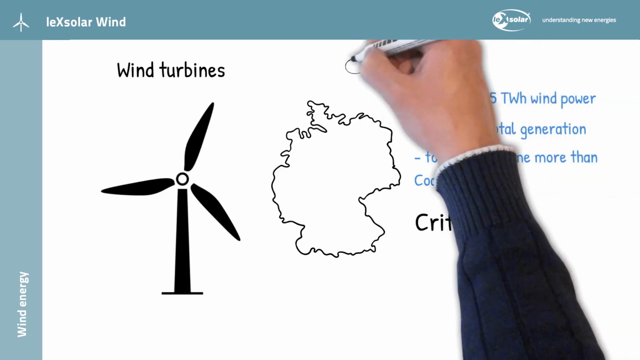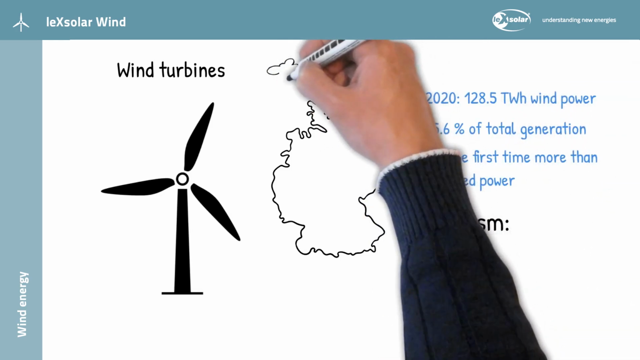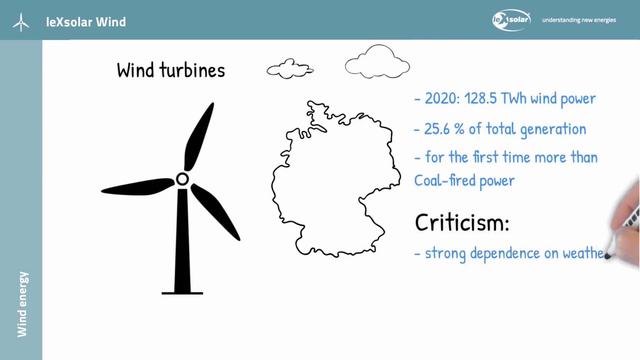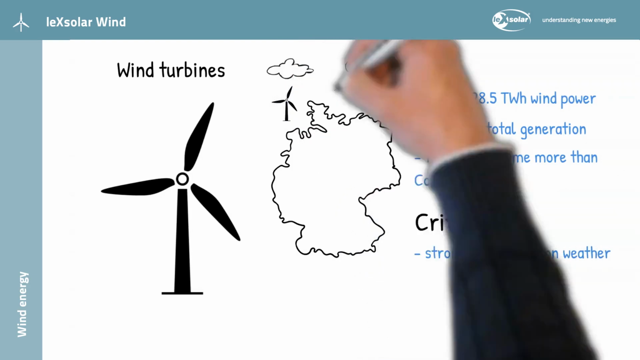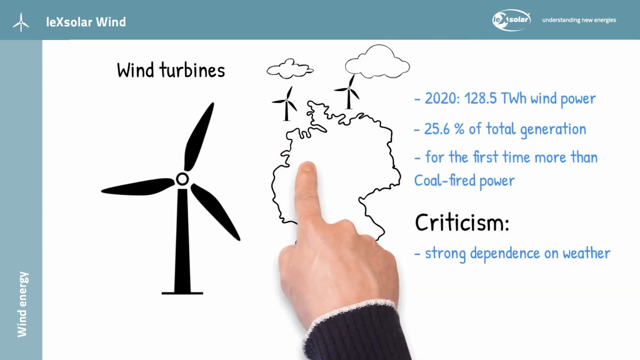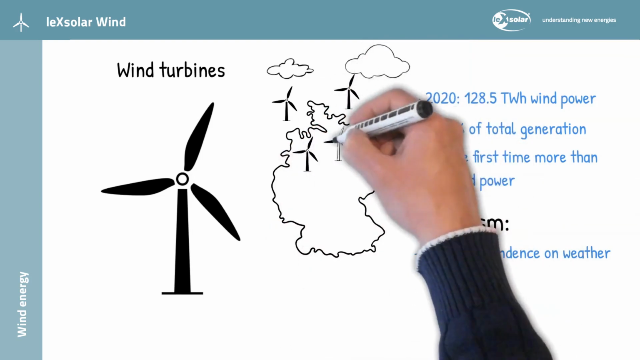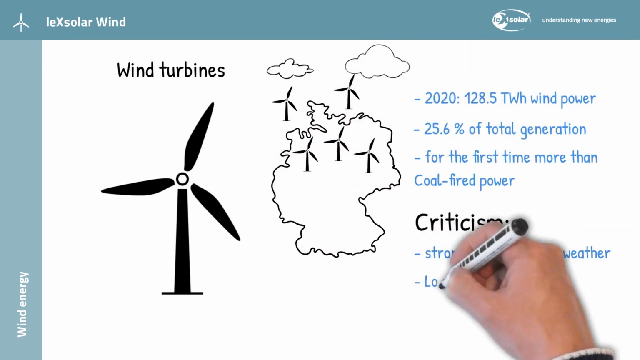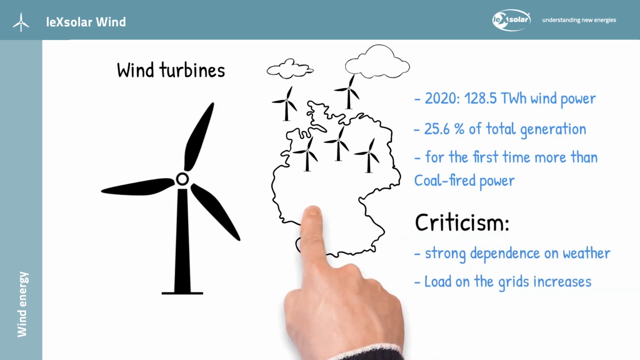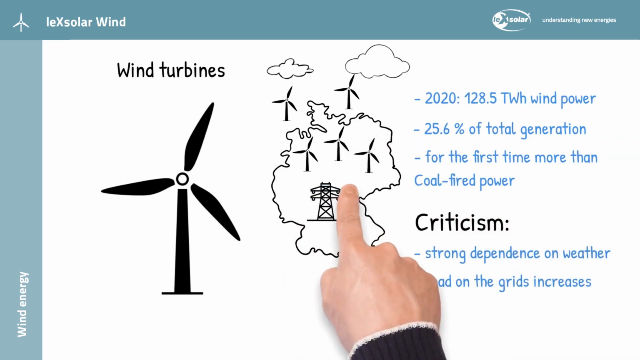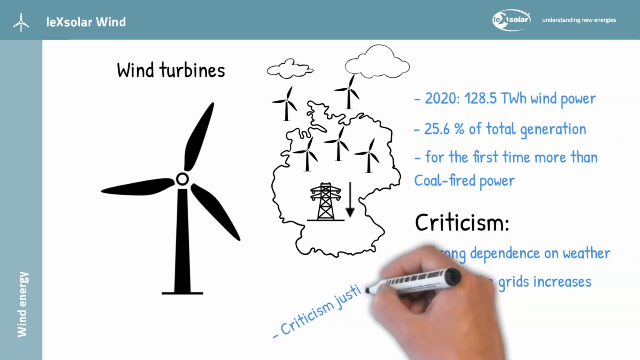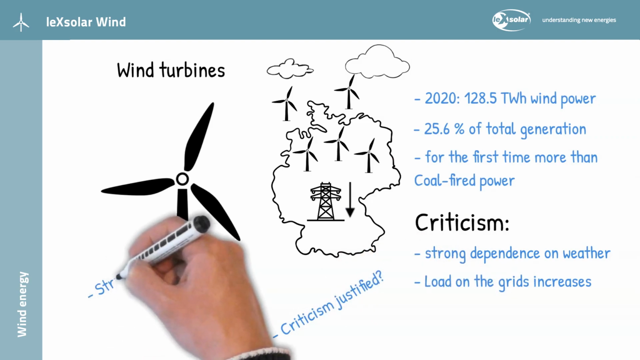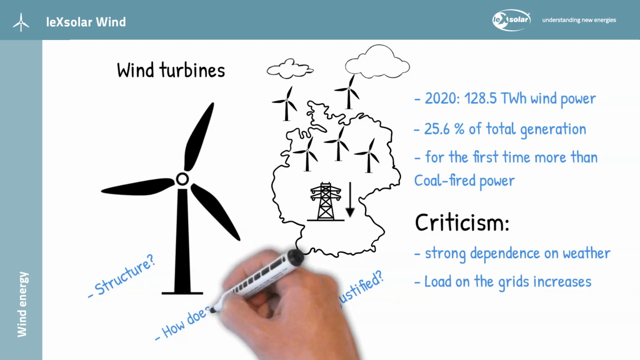The biggest criticism of wind energy is its strong dependence on weather. It is not always windy in Germany, resulting in a great burden on the power grids, as wind turbines are increasingly built in the windier north. To what extent this criticism is justified and what you can do about it, you will know at the end of this video. You will also learn how a wind turbine is built and how it works.